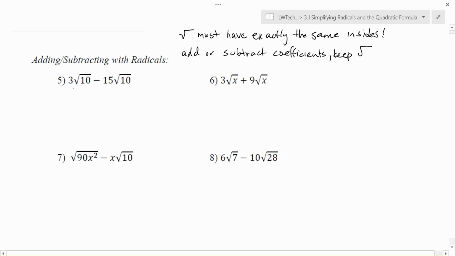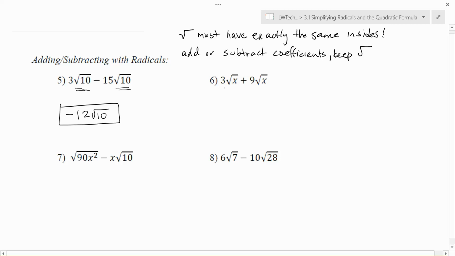For problem 5, we want to find 3 radical 10 minus 15 radical 10. In each of these cases, notice that we have exactly the same thing inside the square root. They're both square roots of 10. So we can go ahead and add or subtract the coefficients, which are the numbers on the outside. 3 square roots of 10 minus 15 square roots of 10: 3 minus 15 gives me negative 12 square roots of 10. And this is my simplified solution.